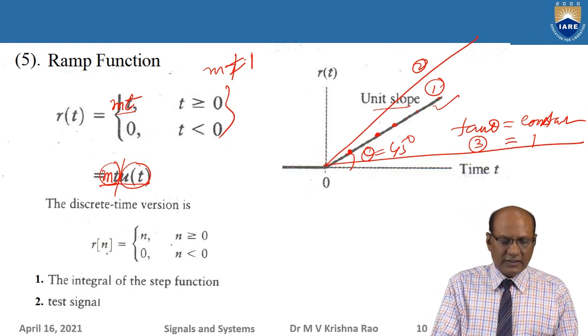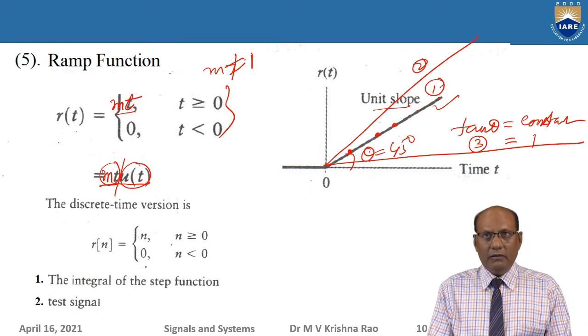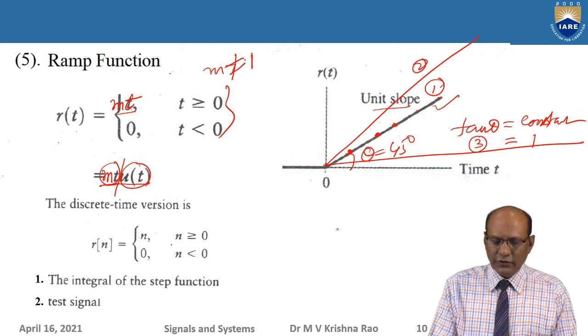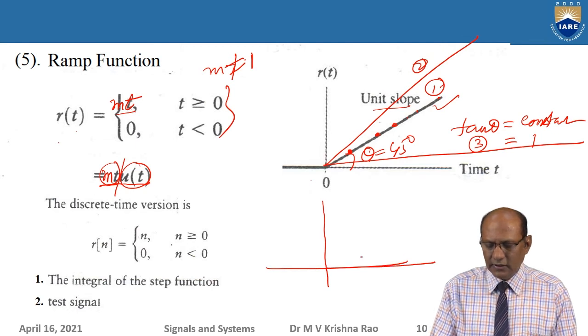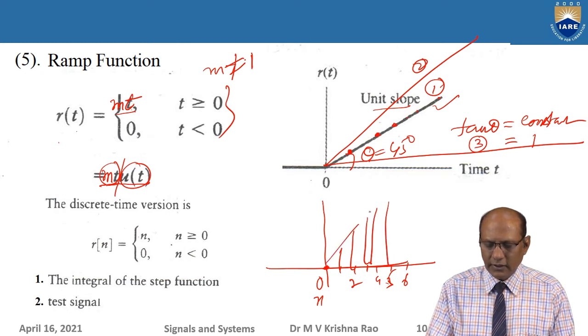So what is the discrete version of this? The discrete version means the discrete time sample version. What is a discrete function? If I take a ramp function like this, n equal to 0 here, n equal to 1, 2, 3, 4, 5, 6. So one value, second value, third, fourth, fifth, like this. It is a function like this. These are all samples.